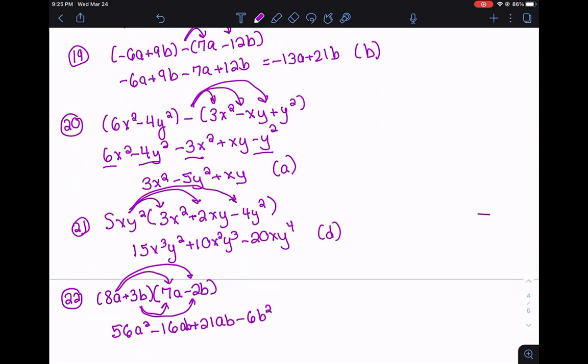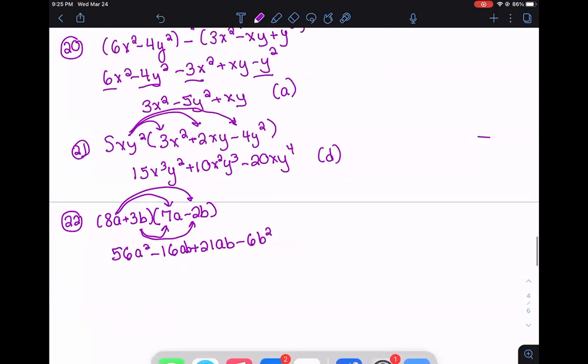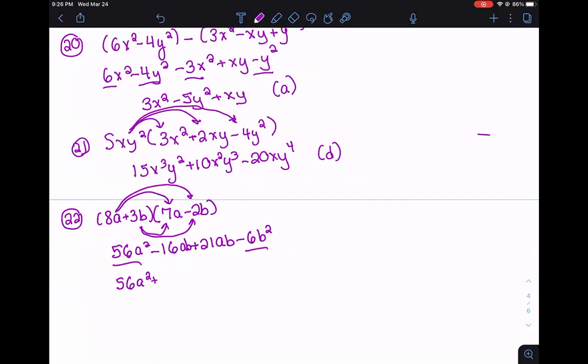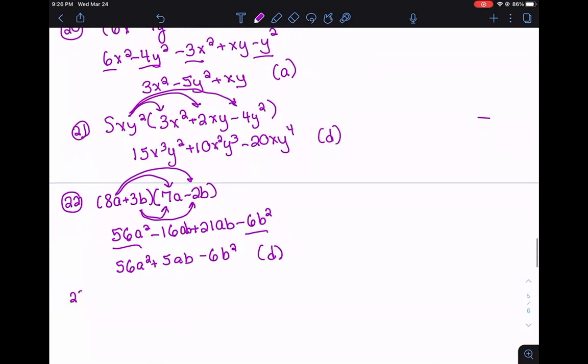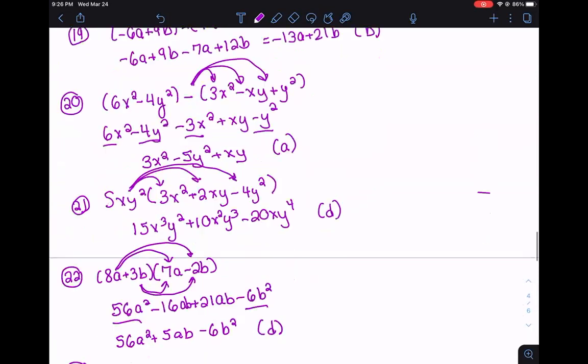So here's a test taking strategy, guys. If I have 56a to the second and minus 6b to the second on the outside, any choices that don't look like that can be eliminated. Obviously, all of them have that except choice B, but now you give yourself a better shot. The middle terms will combine to a 5AB. And so the final answer is going to be choice D. Choice D. Oh, sorry. Let me just leave that a moment.